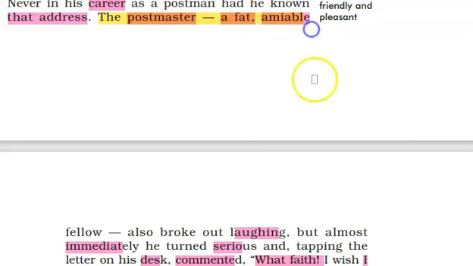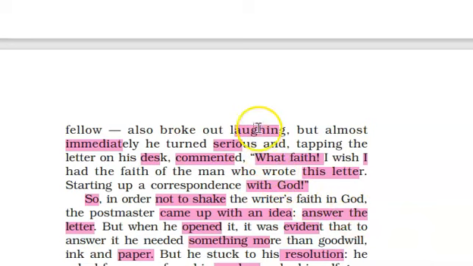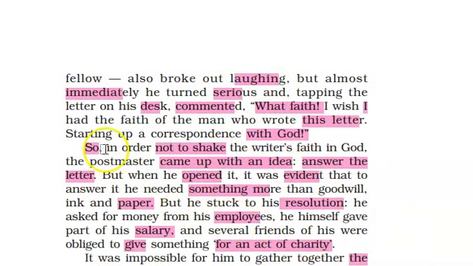The postmaster, a fat, amiable fellow, read the letter, and then you can use this point. In order not to shake the writer's faith in God, he came up with an idea: answer the letter. That means he decided to reply to the letter. So these are the points that you should include in answering this question. Now let me take you to the next question.